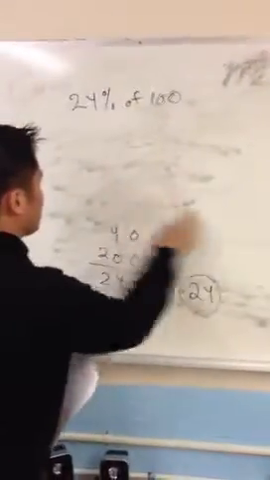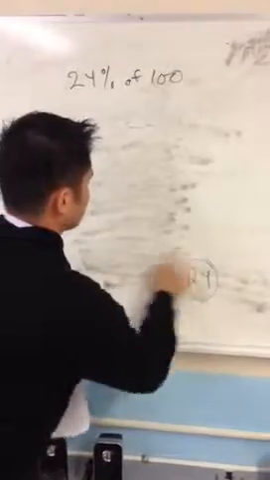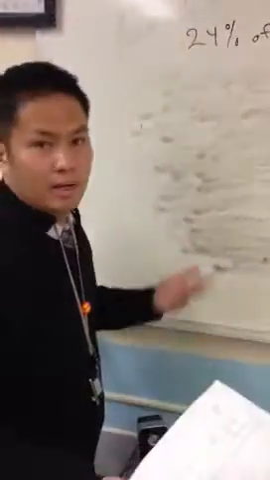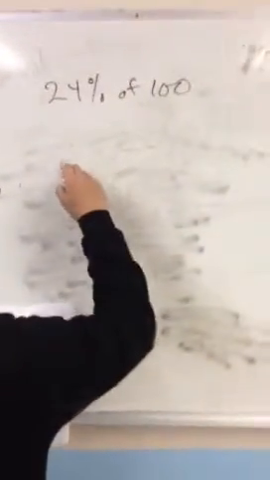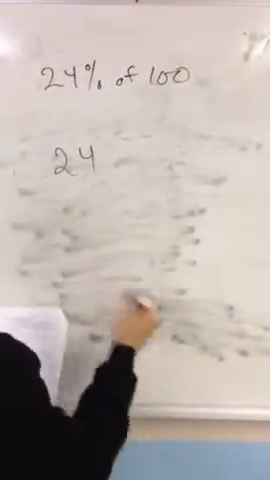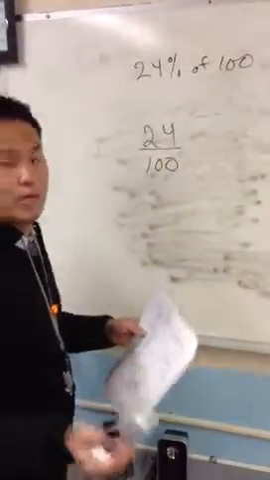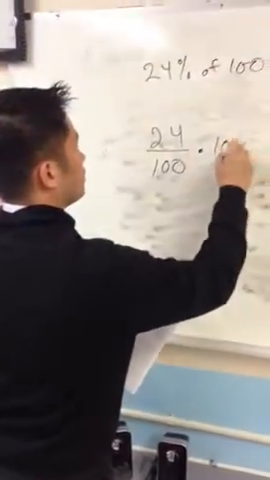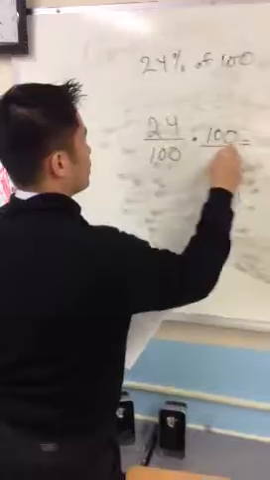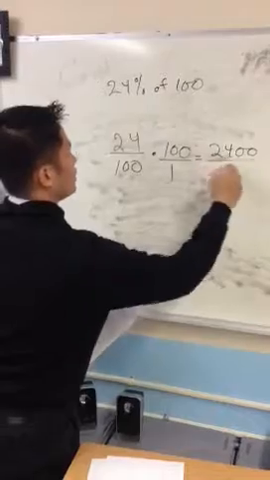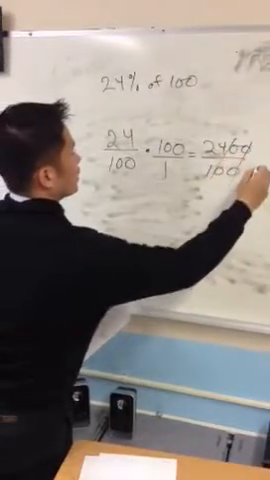Okay. Finally, the last method that students are expected to use to solve the same exact problem is simply rewriting the percent as a fraction over 100 and then multiplying it by the quantity. So 24% is actually 24 hundredths. And if you multiply that by 100, there's a 1 here. You can multiply this. Again, this is going to be 2400 divided by 100. You're going to get 24.